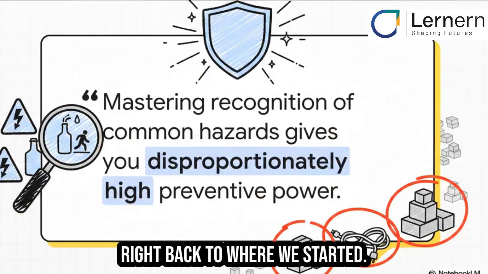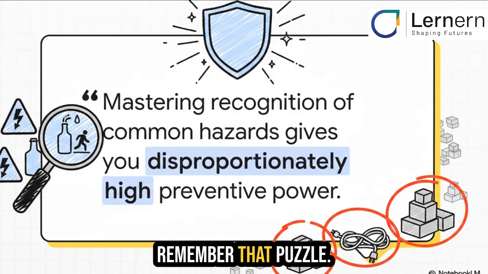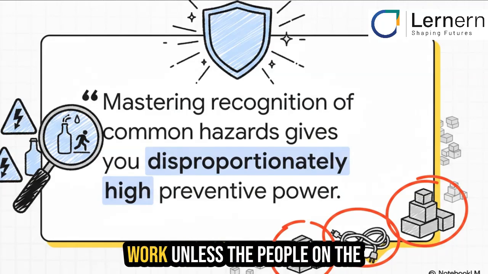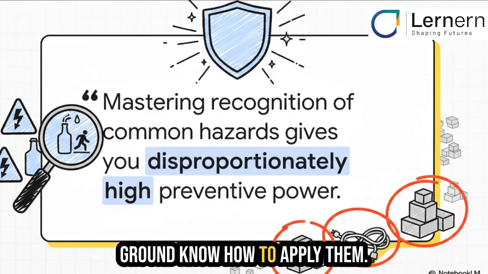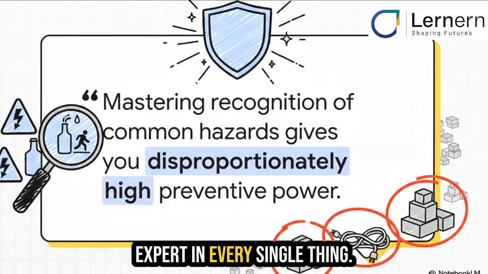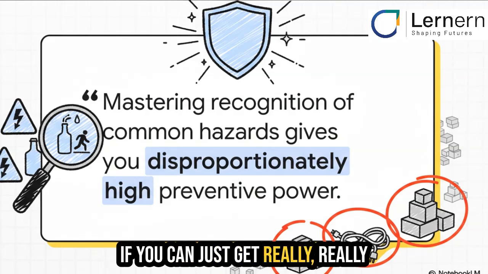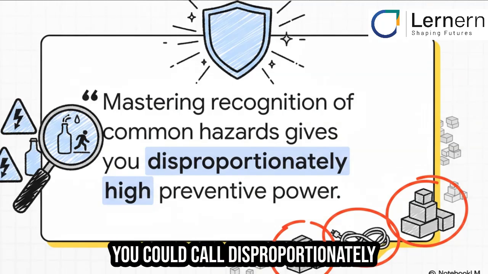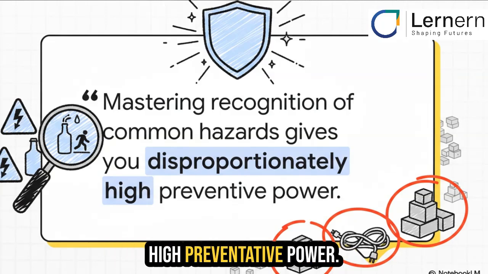And this brings us right back to where we started. Remember that puzzle? New laws are great. They tell you what to do, but they just don't work unless the people on the ground know how to apply them. This is the ultimate takeaway. You don't have to be an expert in every single thing. If you can just get really, really good at spotting those few common high-risk hazards, you gain what you could call disproportionately high preventative power.